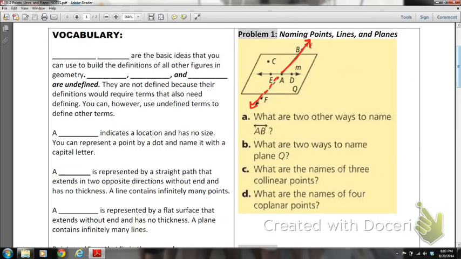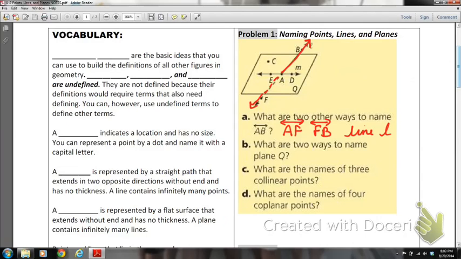So what are two other ways to name line AB? We can name it with two other points that are on the line. So we could have named it AF with the line symbol over the top. We could have named it FB with the line symbol over the top. But since they also put a script L at the end of the line, we could have called it line L.